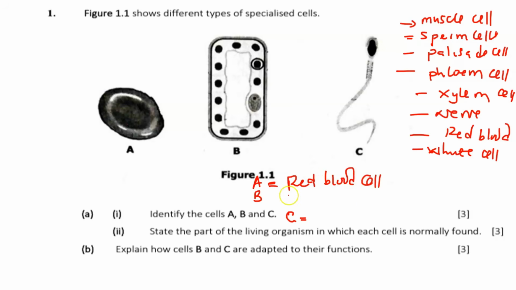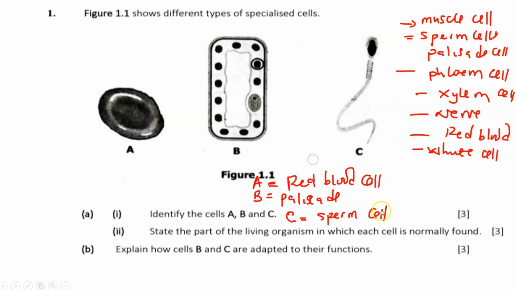What about B? It's a palisade cell, a typical plant cell. Then what about C? C is called the sperm cell. What made me identify it as a sperm cell? One, it has the tail, and of course it has the head here. And here it has a large nucleus.